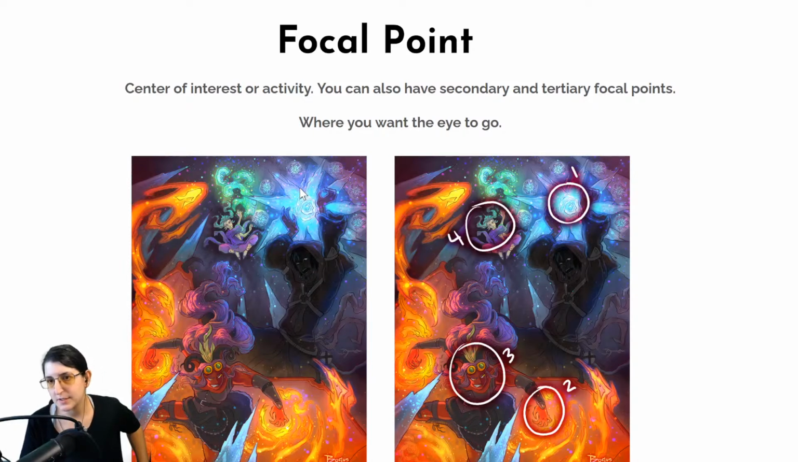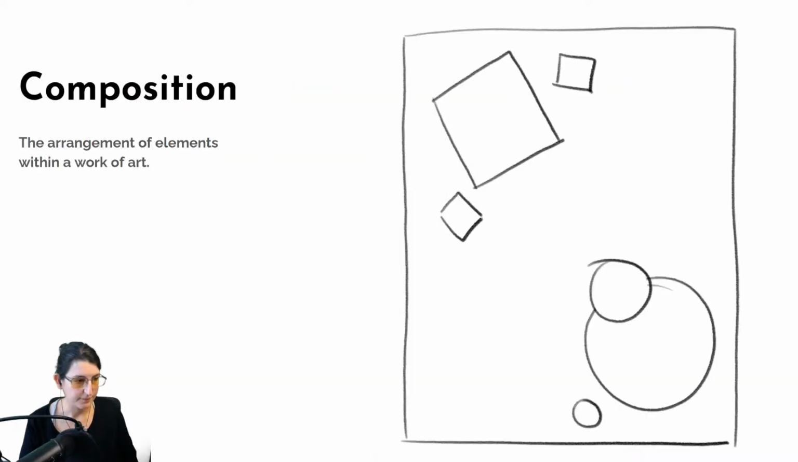But your art piece doesn't have to have multiple. It can have just one, it could have a couple. But this is something we're going to talk about as focal point. And what that means is where you want the eye to go. What are the main beats or areas of the piece that you want your viewer's eye to look at?